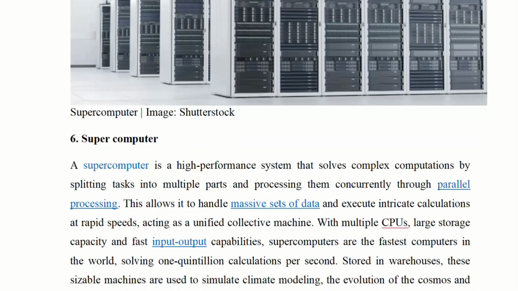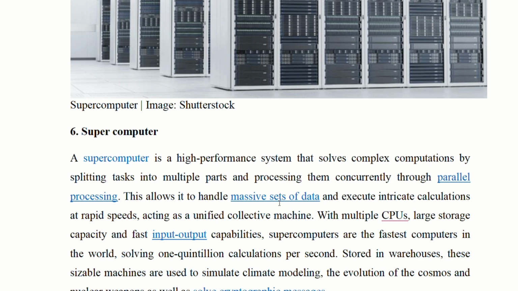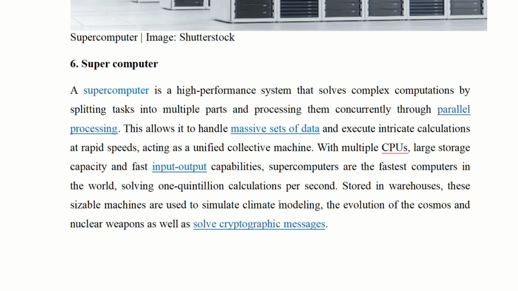Coming to another type of computer, the supercomputer. This is a very high speed computer. It performs lakhs of processing operations in a fraction of a second. Usually a supercomputer is a high cost, high performance machine that handles complex calculations by splitting tasks into multiple parts and processing them concurrently through parallel processing. It is usually used in America and Russia, and India is also developing supercomputers nowadays. So these are the important types of computers.